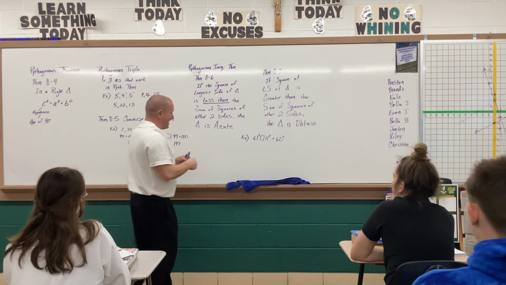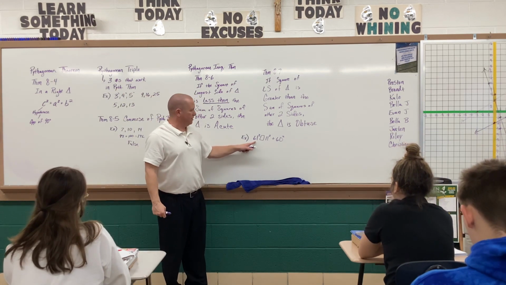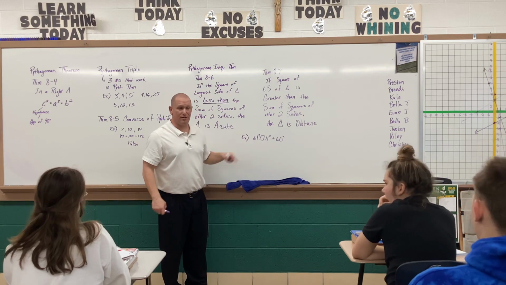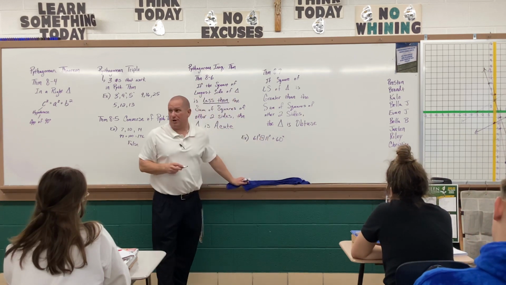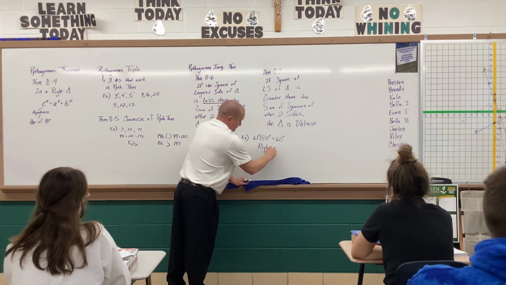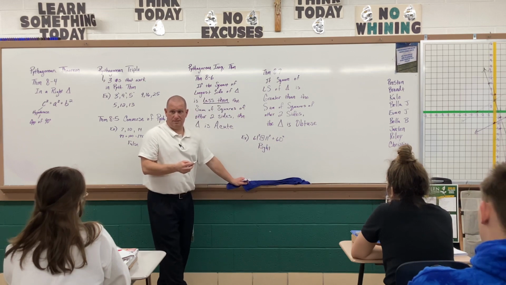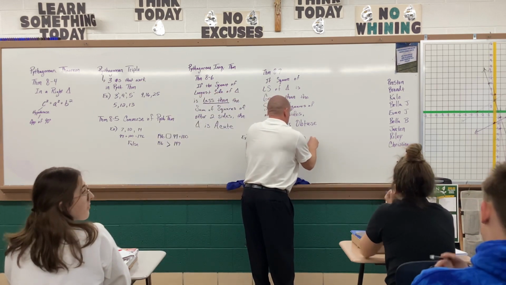So if you did the math, if you punch this into your calculator, is 61 squared equals to, less than, or greater than? Equals to. So if it's equals to, what kind of triangle do I have? Right. So this is a right triangle. Make sense?